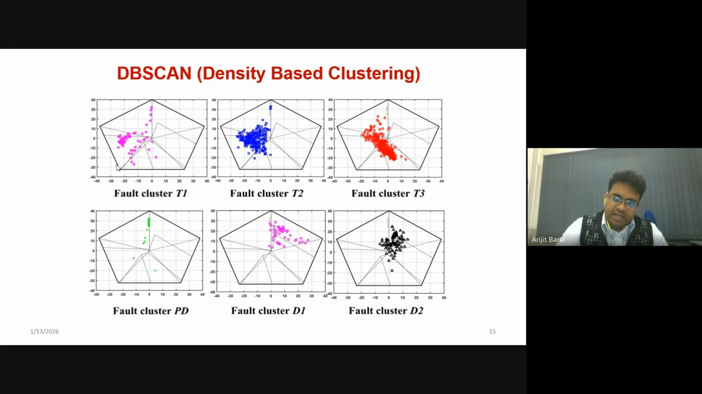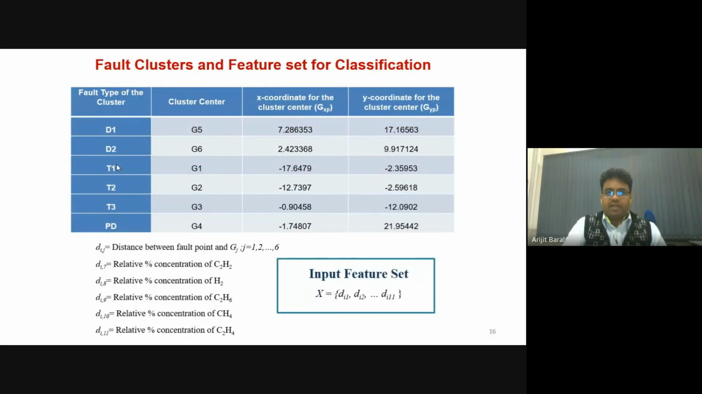Now, once the cluster has been defined, then just like the centroid of a pentagon, we identify the centroid of this particular cluster. Corresponding to each type of fault, we have identified a cluster, and we have then identified the center data point of this particular cluster, and we have used this as one of the features. So there are 6 clusters, and depending on which cluster we are talking about, these are the centroids of X and Y coordinate.